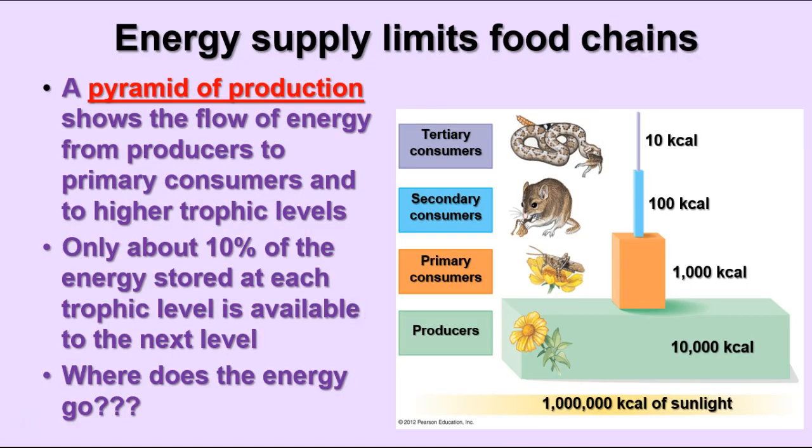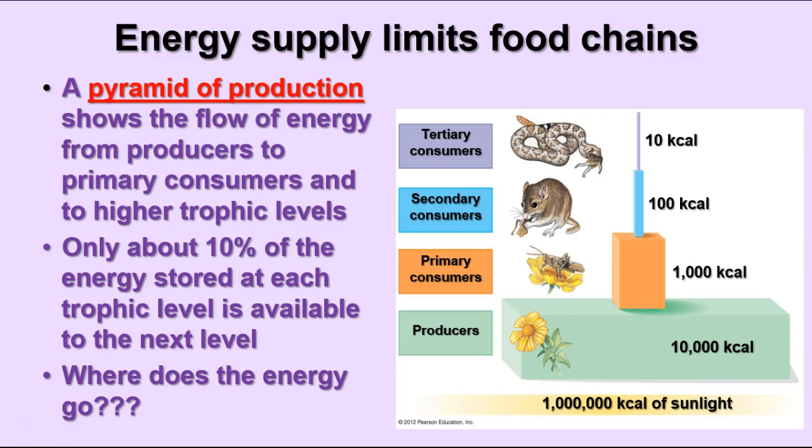Okay, when we look at the energy supply, again, the energy supply is going to limit the food chains. And so when we look at this, we think about it in terms of pyramids. We've got pyramids of production, which shows how the energy flows from the producers to the primary and secondary consumers in the higher trophic levels. And when you think about the movement of energy, what you need to realize is that really only about 10% on average of the energy of each trophic level is available to the next level.